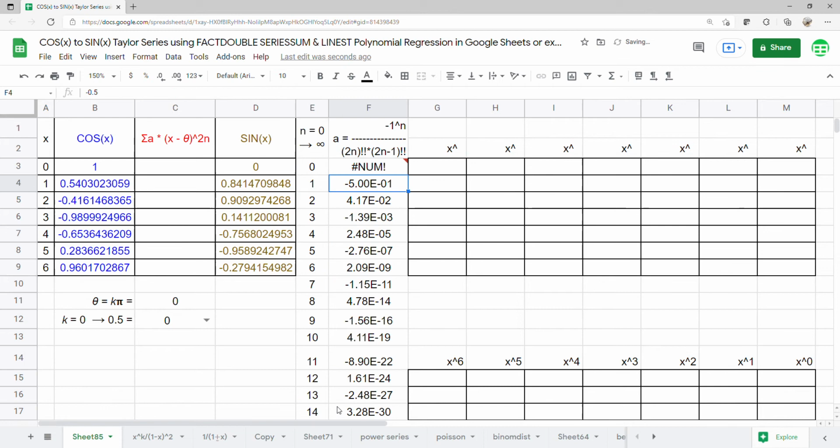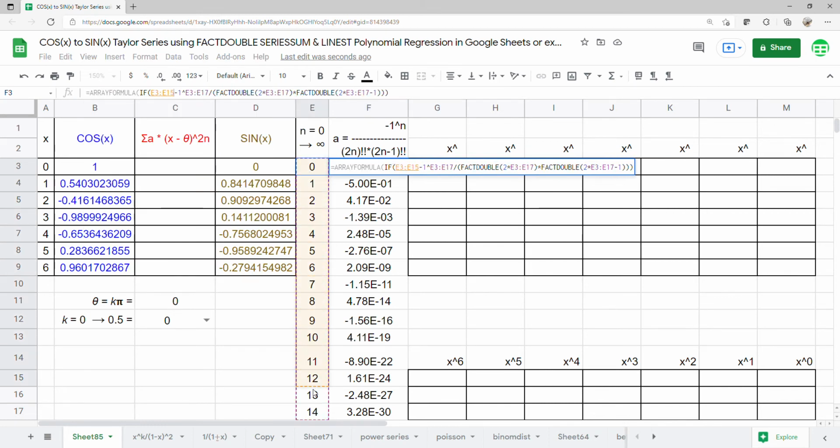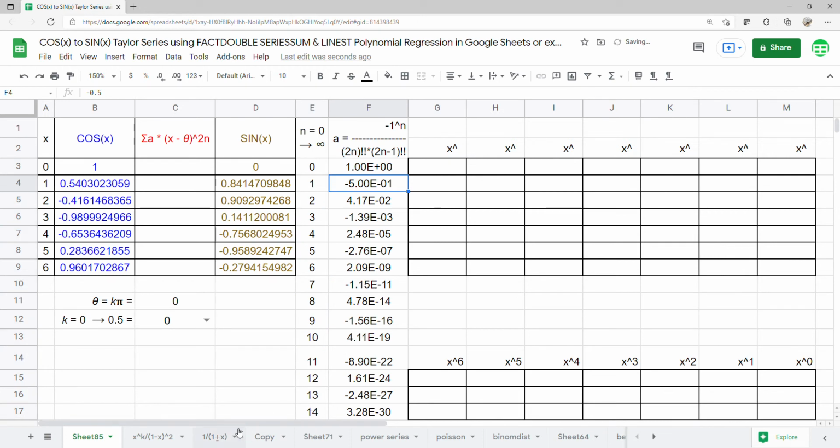Then enter. And we correct this error. If n equals 0, this should be 1. So we correct this error. That is, if n equals 0, then 1. Otherwise, calculate. Now it's corrected. Now we can complete the Taylor series expansion.